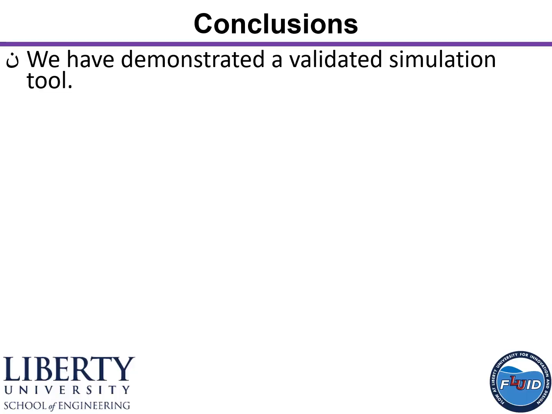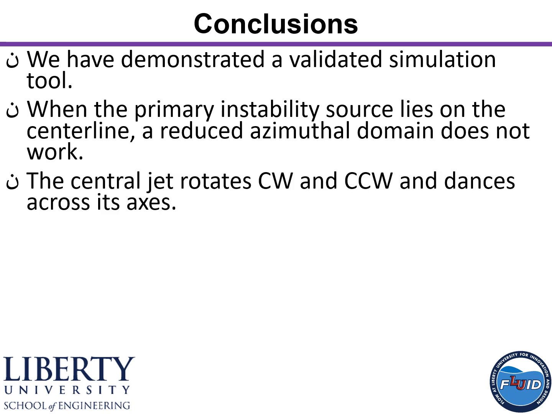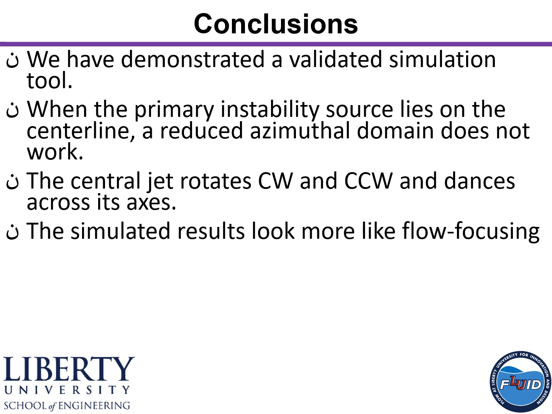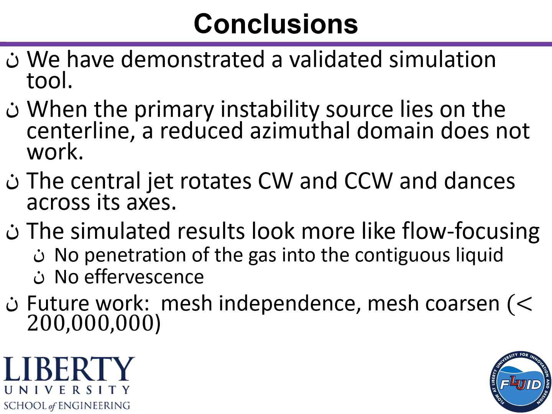So we'll conclude here. We've demonstrated a validated simulation tool. When the primary instability source lies at the center line, a reduced azimuthal domain does not work. And again, I preface that with it doesn't work in the ANSYS that we're using here. The central jet rotates clockwise, counterclockwise, and moves across axes, dancing. The simulated results look more like flow focusing. I couldn't see any evidence of flow blurring. There's no penetration of gas in the contiguous liquid, and there's no effervescence.